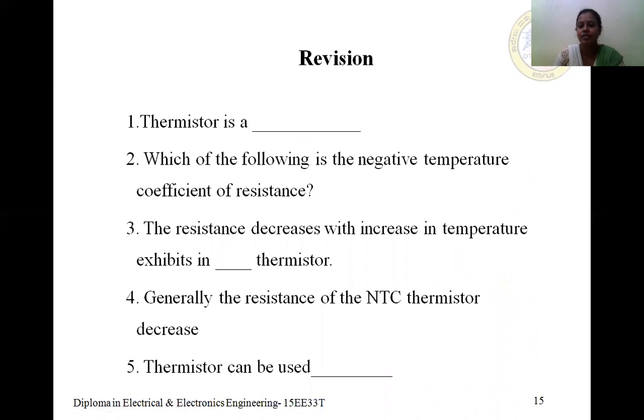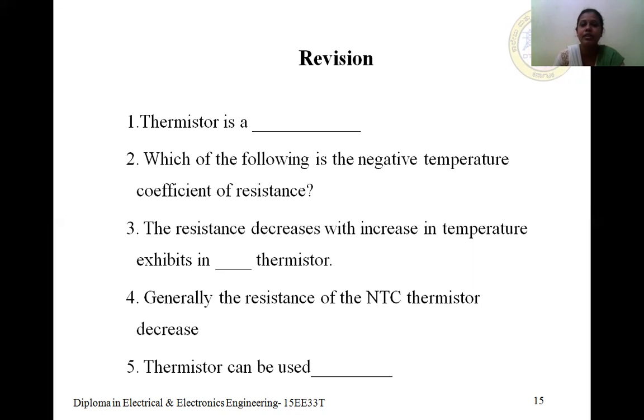Next, let me have a revision on this. The first question: thermistor is a dash. Thermistor is a thermal resistor. The answer for the first question is thermal resistor. Second question: which of the following is a negative temperature coefficient of resistance? Thermistor exhibits a negative temperature coefficient of resistance. So the answer is negative temperature coefficient.